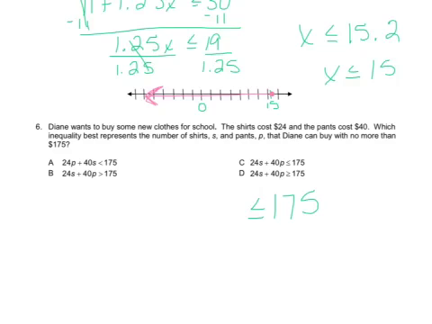Well, shirts are $24, so $24 per shirt plus $40 per pair of pants has to be less than or equal to $175. So look at your answer choices. Which one matches what we just wrote? C is the one that works.